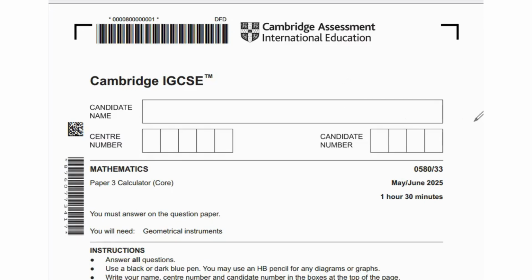Today we're going to do paper 3, variant 3 for IGCSE Math 0580. This is for core maths and we're doing papers from the May June 2025 series.